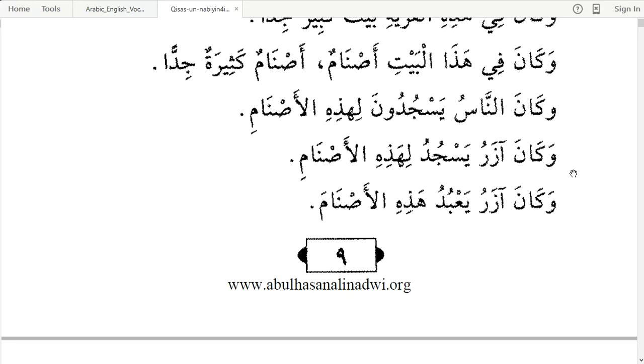So the people were prostrating to these idols. Li hadihi al-asnami. Let me explain that really quick. Li is harf jar, hadihi is ism majrur, al-asnami is badal, so badal for hadihi. It could have been just lil asnami. However, they added the ismul ishara li hadihi, and hadihi is mabni.